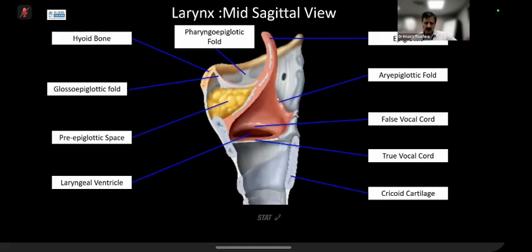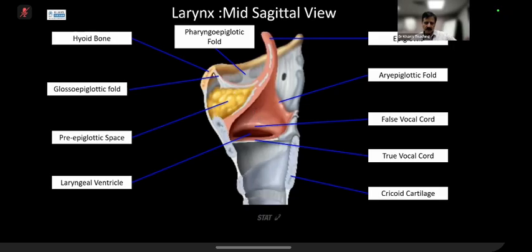Now, what happens is that the aryepiglottic fold, by definition, is a part of the supraglottic larynx, but the posterior wall, which is hidden from our view here, is considered part of the hypopharynx. So the key point to remember is that the aryepiglottic fold is considered part of the supraglottic larynx, but the posterior wall is considered part of the hypopharynx. This, of course, is still supraglottic larynx.